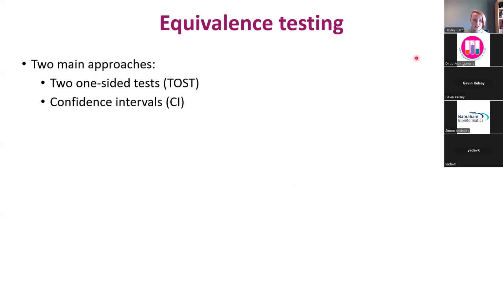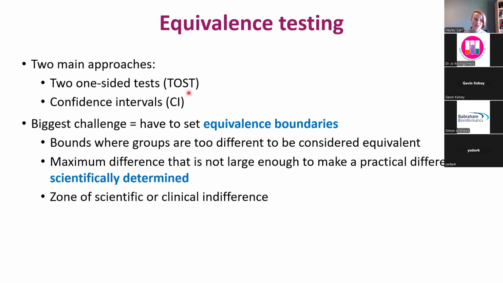So in terms of equivalence testing, how we actually do it, there's two main approaches that I'm going to go through. We have the two one-sided tests, or TOSTs, and the confidence intervals, which are sometimes called CI. The biggest challenge that we have with both of these approaches and with all kinds of equivalence testing is that we have to set equivalence boundaries. So this is a window within which the groups are too different to be considered equivalent.